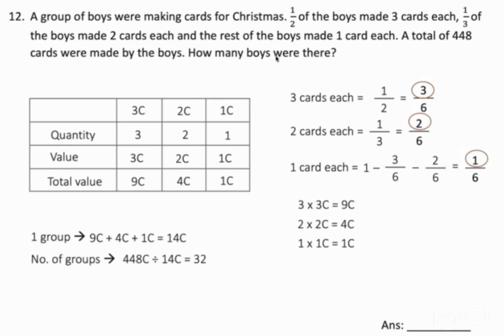Question is, how many boys were there? If there are 32 groups, let's count the number of boys in each group. In 1 group, you are looking at 3 plus 2 plus 1, 6 boys. And there are 32 groups, so altogether, 32 multiplied by 6, 192 boys. So that's all.